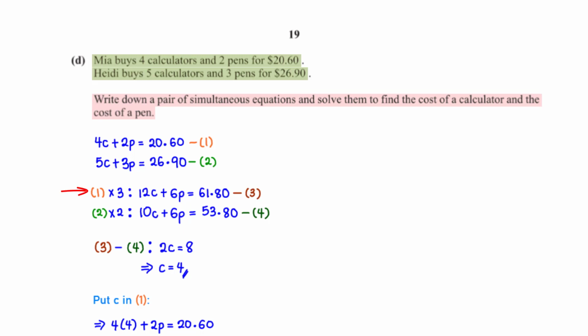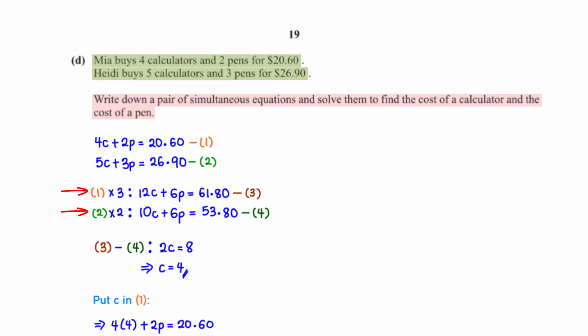So first, we multiply equation 1 by 3. This gives us 12C plus 6P equals 61.80. Let's call this equation 3. Then we multiply equation 2 by 2. This gives us 10C plus 6P equals 53.80. Let's call this equation 4.